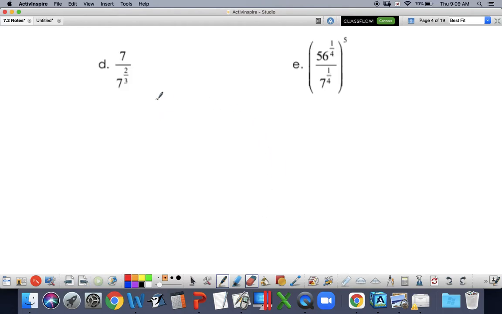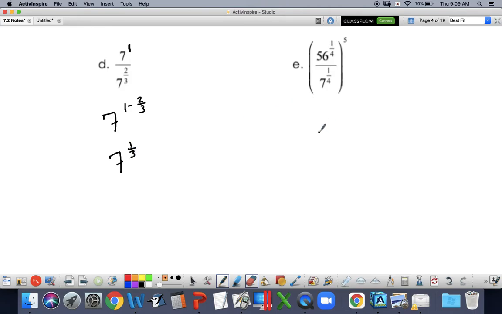Our next example here, we are dividing. They have the same base, and our exponent here, if nothing is written, it is implied that it has an exponent of 1. I have 1/7, so therefore I keep the base and subtract my exponents. So I get 7 to the 1/3 power.